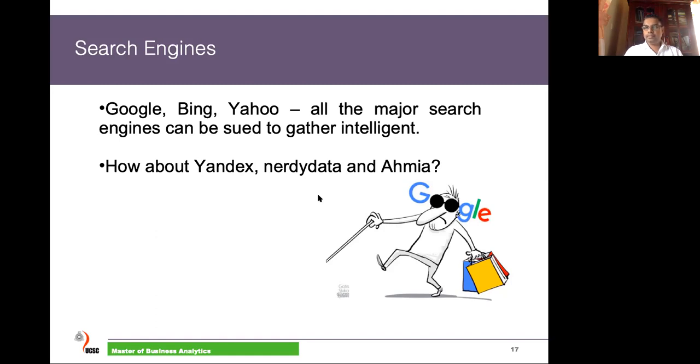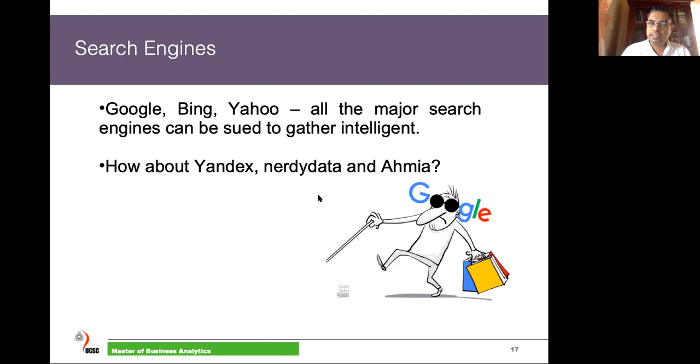Have you heard about Yandex? It is another search engine. If you search for some target on Google and on Yandex, you get completely different results. Google shows the way the US wants, while Yandex shows the way Russia wants, as it is a Russian search engine. Maybe you have not heard about Nerdydata or Ahmia either. Maybe one called DuckDuckGo. I don't think you have knowledge about those.